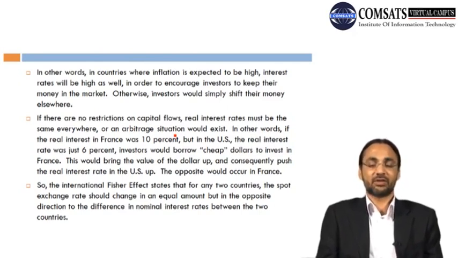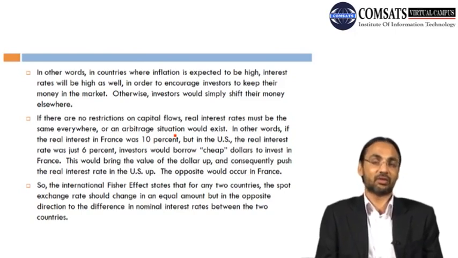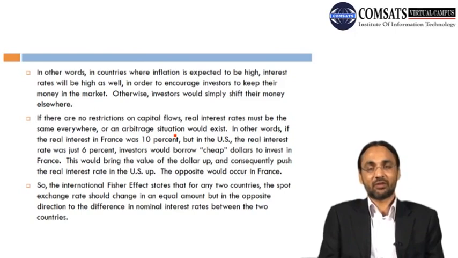In order to encourage investors to keep their money in the market, governments are forced to increase the interest rate. Otherwise, the investors will go somewhere else. If there is no restriction on capital flow, the real interest rate must be the same everywhere, or an arbitrage situation will exist. In other words, if the real interest rate in France was 10% and in the US 6%, investors would borrow cheap dollars to invest in France, and this would bring the value of the dollar up. Consequently it pushes the real interest rate in the US up. The opposite would occur in France.